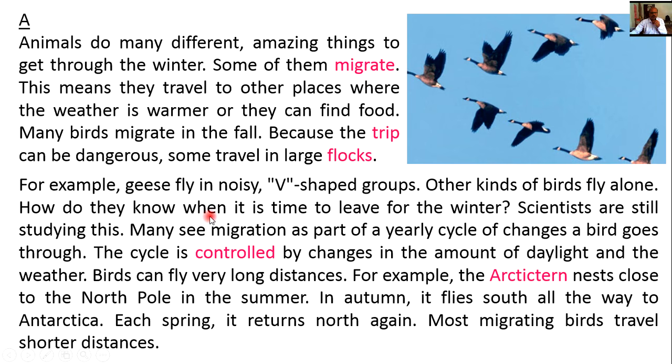How do they know when it is time to leave for the winter? Scientists are still studying this. Many see migrations as part of a yearly cycle of changes a bird goes through. The cycle is controlled by changes in the amount of daylight and the weather. Birds can fly very long distances. For example, the Arctic tern nests close to the North Pole in the summer.